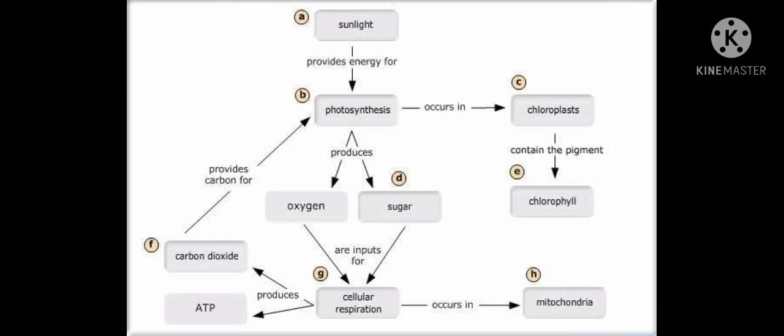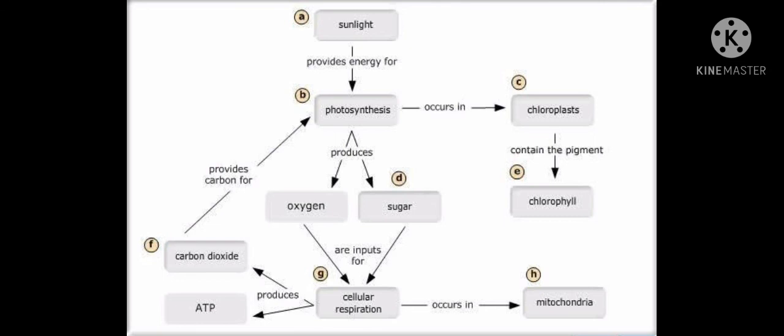In this chart you can easily understand the concept regarding photosynthesis, which occurs in the chlorophyll. See, sunlight provides energy for photosynthesis. What exactly is required for photosynthesis? The provider of carbon, that is carbon dioxide. Then photosynthesis occurs in the chloroplast, which contains the pigment chlorophyll. Photosynthesis produces oxygen and sugar molecules.